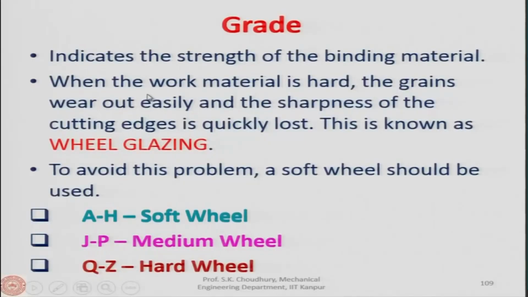Now, next is the grade. The grade indicates the strength of the binding material. Now, when the workpiece material is hard, the grains wear out very easily and the sharpness of the cutting edges is quickly lost. This is known as wheel glazing, okay. I will explain to you why it is important.